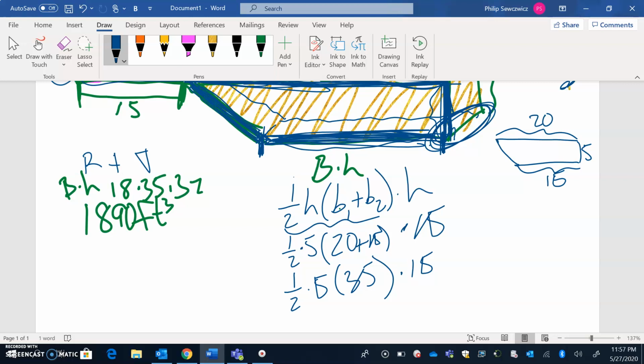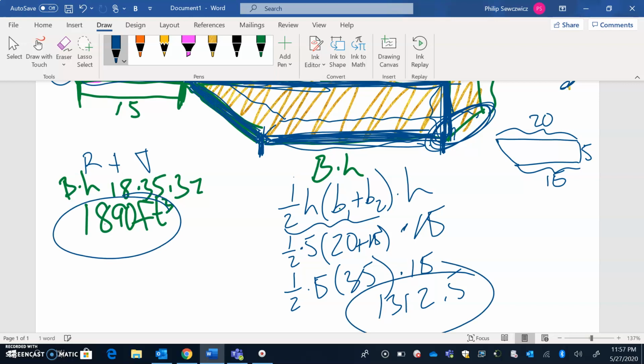So that gives me 1,312 and 5/10. So I can add it together with my 1,890. I'll add that in. All right, and that gives me 3,202 and 5/10. Now that's feet cubed.